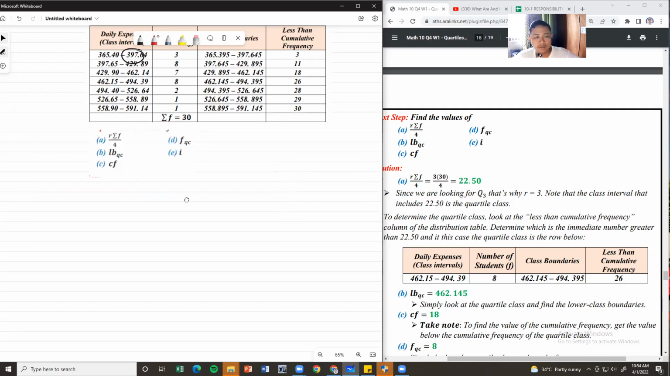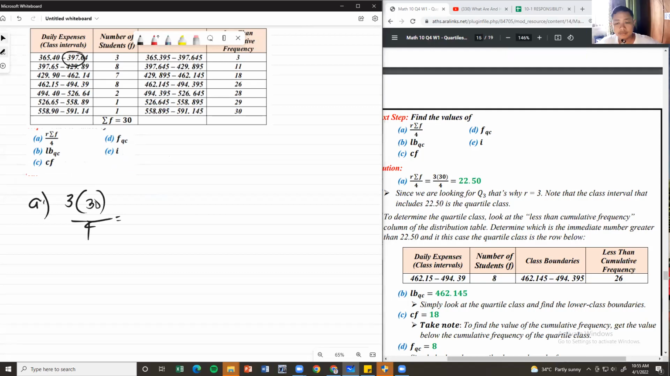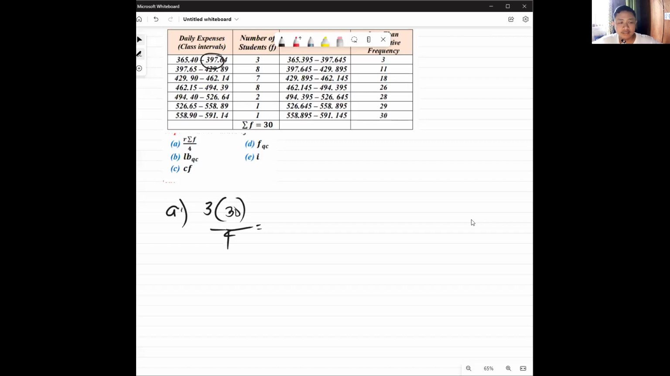Okay. Since we are looking for the third quartile based from our given a while ago, R will be equal to 3. So R will be equal to 3 times our summation, which is 30, over 4. The answer, 90 divided by 4. What's the answer? The answer is, type the answer in the chat box, please. 22.5. Very good.